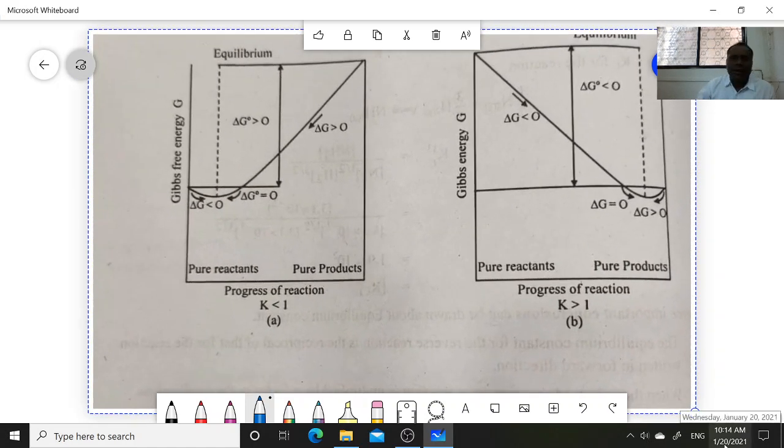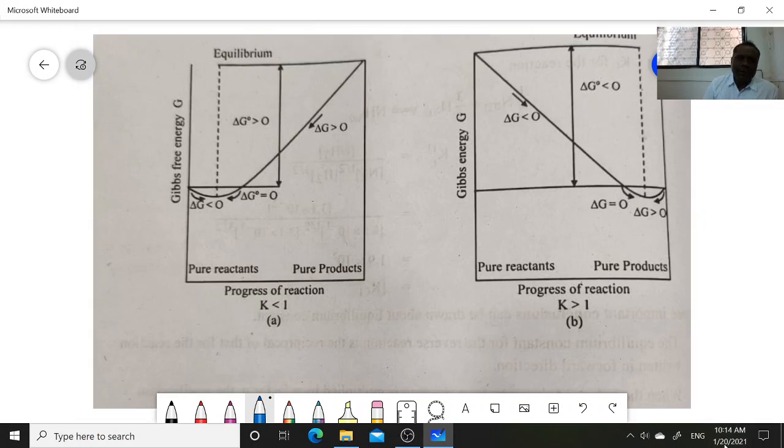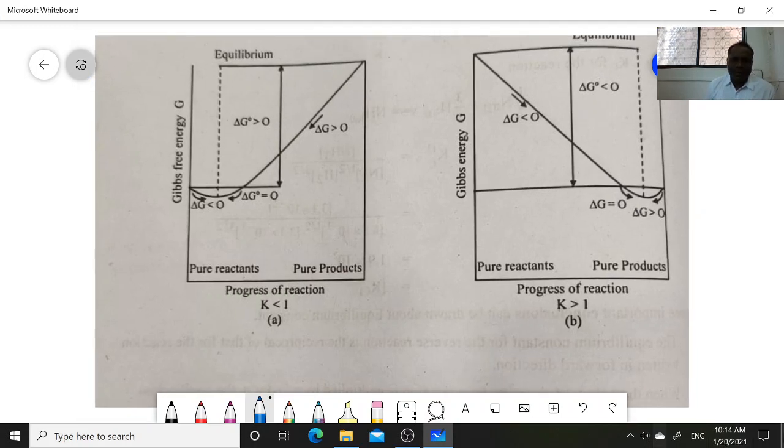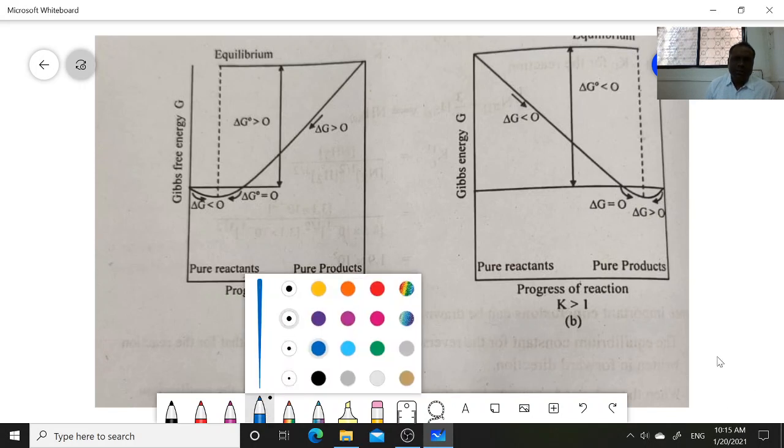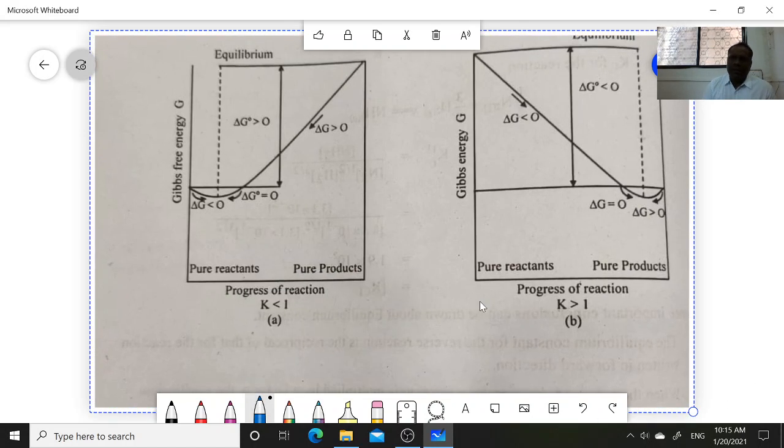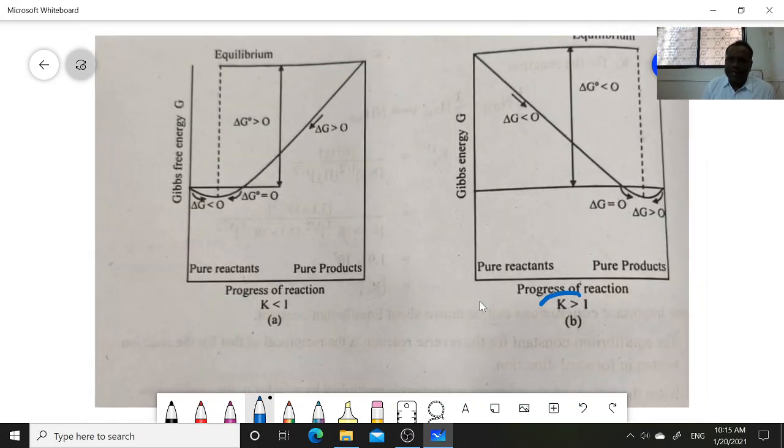See, these are the values of K. When the value of K is greater than 1, in that case the pure product is having delta G greater than 0. Products are having delta G value greater than 0.